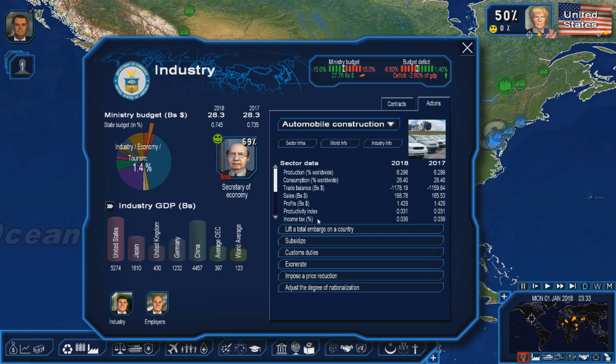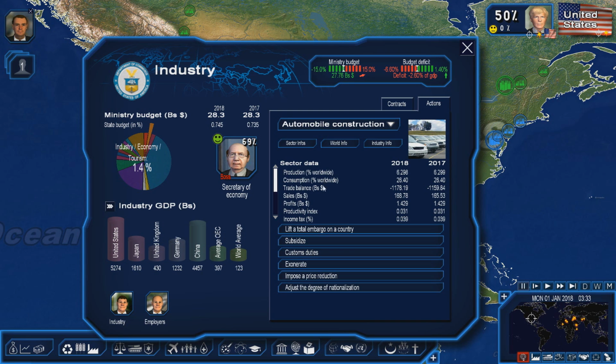So let's go to automobile construction. Okay, so production and consumption percentage worldwide is basically self-explanatory. This is the amount of production that your country is holding of automobile construction in the world. So the United States accounts for 6.298% of the world's production of automobiles. And then consumption, we consume 26.4% of the world's cars.